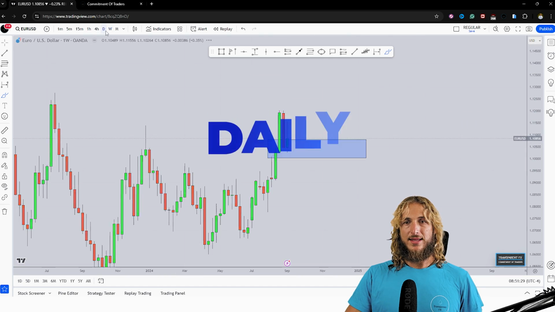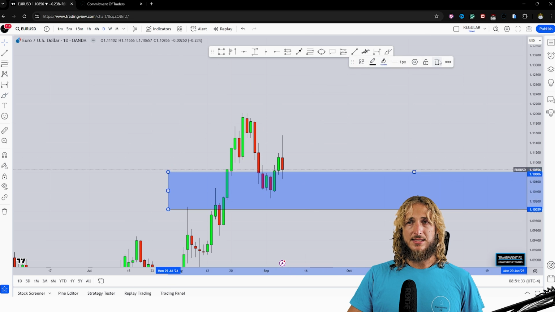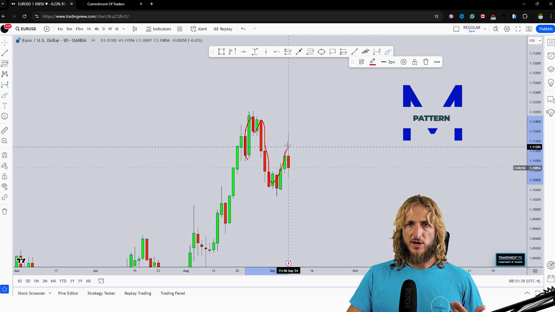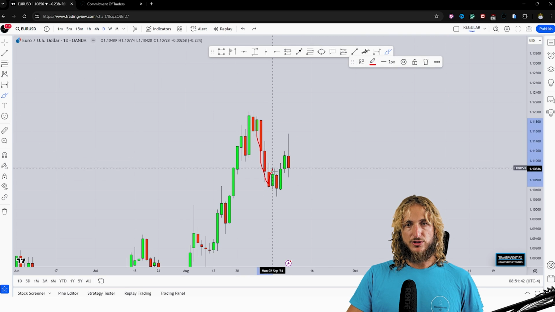Now, dropping down on the daily time frame, what do we see? Well, from a daily standpoint, the situation is at the moment quite clear. We had first the creation of this M pattern. The market went and completed the M pattern at the neckline. Then we had the creation of this W formation.